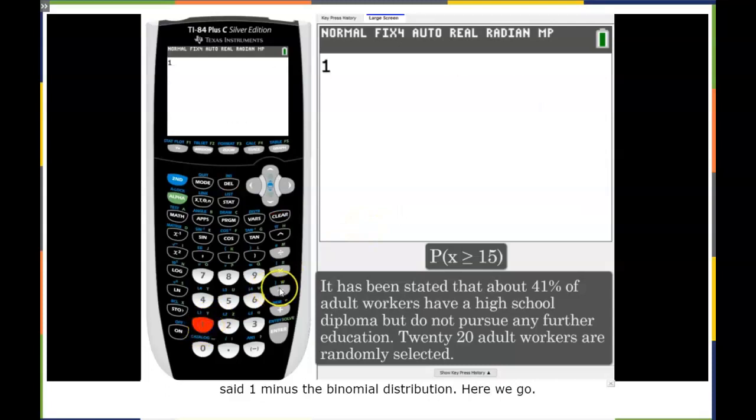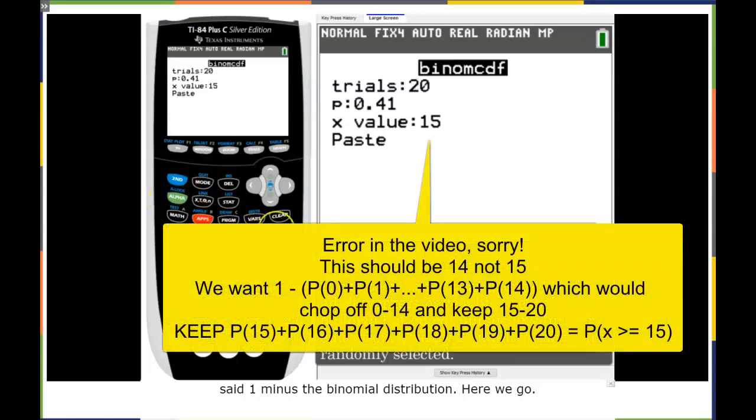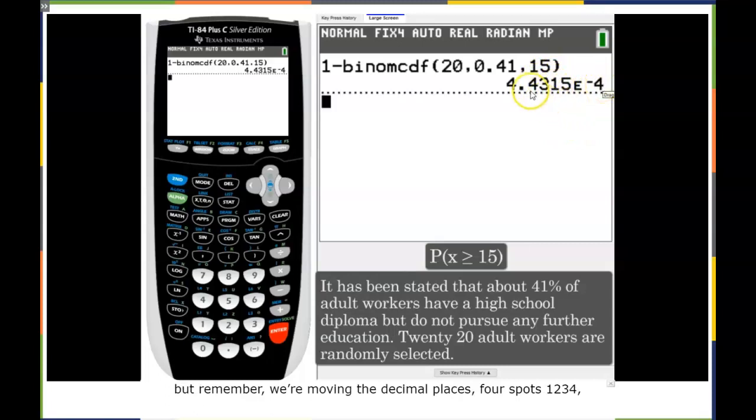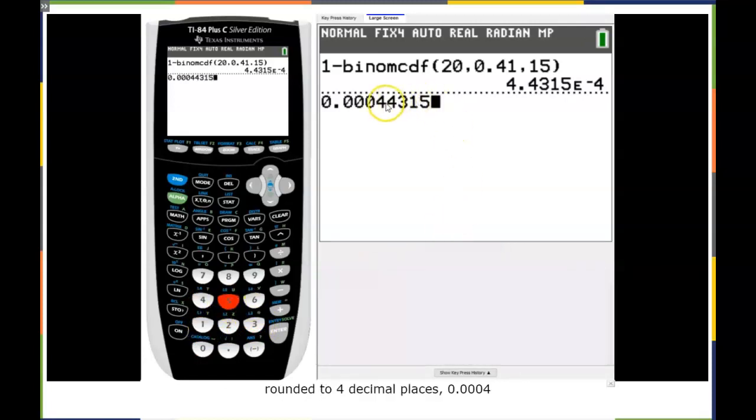Now, if I did not want to do that in 2 different steps, I could have automatically said 1 minus the binomial CDF. There we go. And that makes it do it in 1 step. Now it gives us some more decimals here, but remember we're moving the decimal places 4 spots, 1, 2, 3, 4, and therefore your answer would be 0.00012344315, rounding to 4 decimal places, so 0.0001.